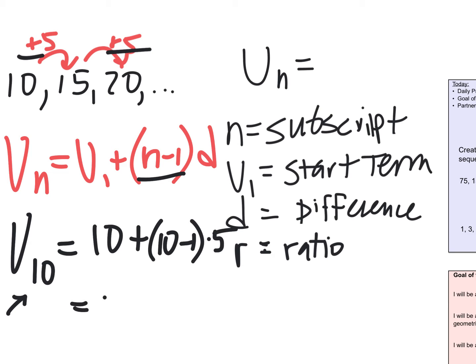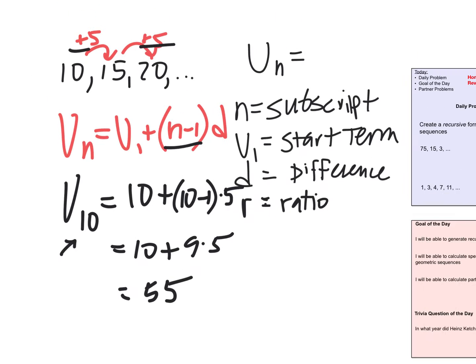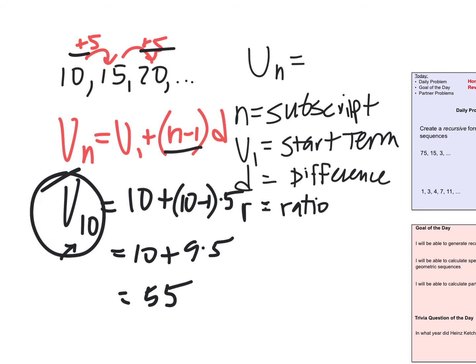So it's 10 plus 9 times 5. So 45 plus 10 is 55. 55 is U sub 10. Raise your hand if you understood that. Okay, good. Then what's the sum of the first 10 terms?